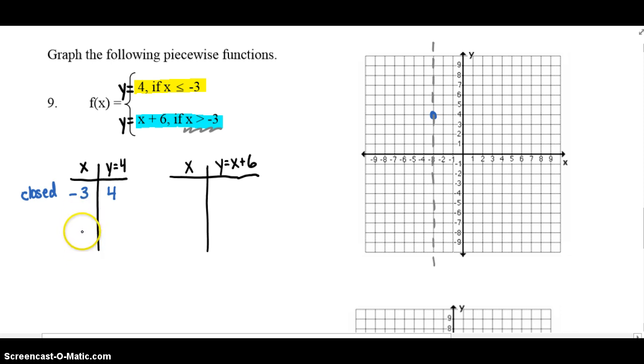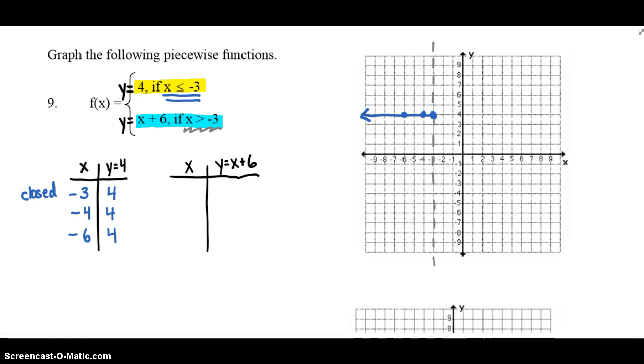Alright, for my other points in this table, I just need to be careful that I abide by this rule. X must be less than or equal to negative 3. So I could pick x values like negative 4 or negative 6, or negative 10. As long as it's less than or equal to, it works. Now, if x is negative 4, my function is y equals 4, so that means y will still be 4. And if x is negative 6, once again, y is going to be 4. So there's a couple more points. Negative 4, 4, negative 6, 4. And just notice the pattern you've got. It looks like this is going to be a horizontal line. So there's half of our graph.